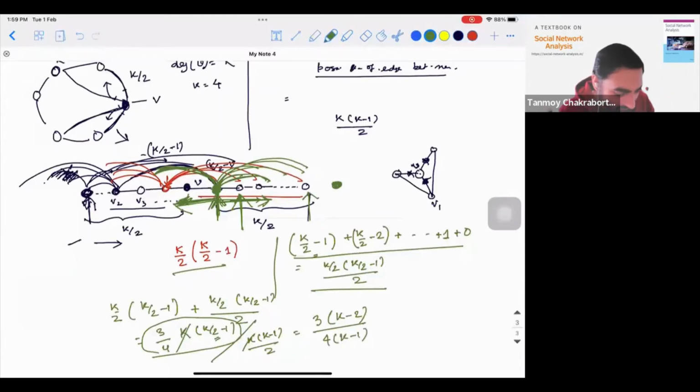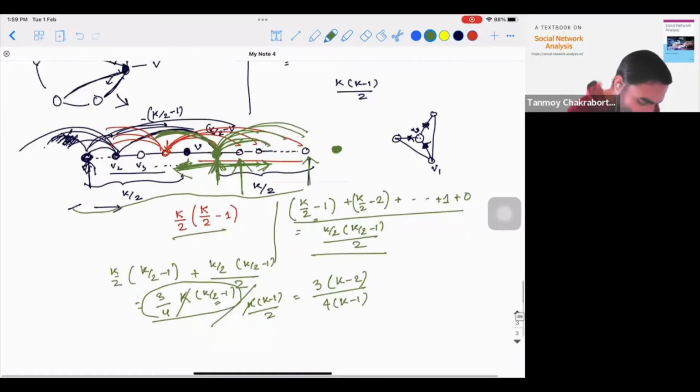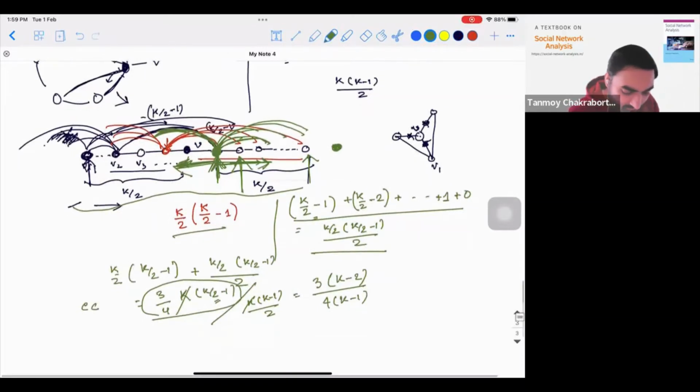Now, if you find this part a little bit complicated, my suggestion is that go back, take a small example, say k equals to 5, for example, or k equals to 4, right? And you do this calculation, you will understand why this is, and then you try to generalize it. Okay. So the local clustering coefficient turns out to be this one.